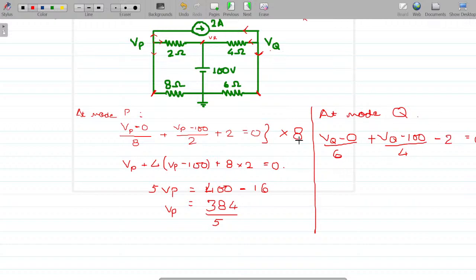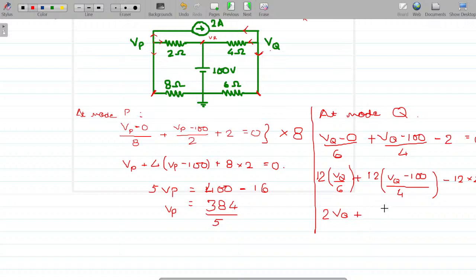So that is what we have represented here mathematically, right? Now solving this equation, what would we do? Let us multiply the entire equation by 12. We have multiplied by the LCM. So can I write it as 12 times VQ, again minus 0 is 0, plus 12 times VQ minus 100 upon 4, minus 12 into 2 is equal to 0, right? This would become 2VQ, right?